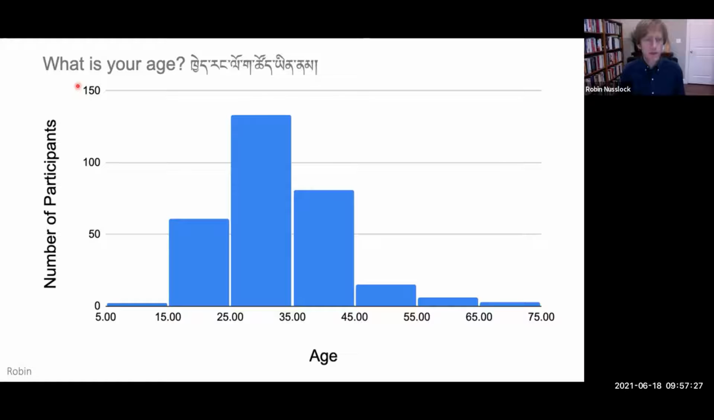So using this figure, can somebody tell us a little bit about the age of people that completed the questionnaire? Can somebody interpret the figure for us and tell us some stuff about the participants in the study?